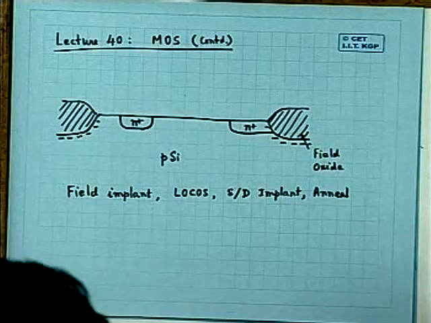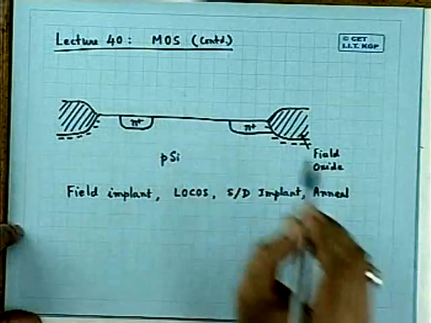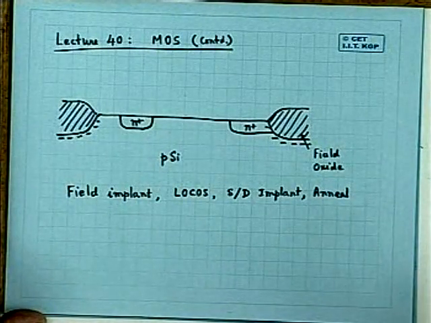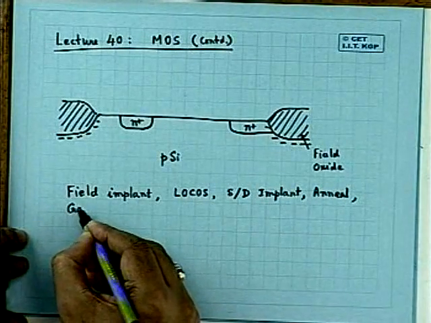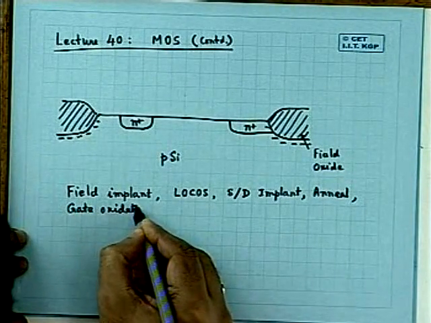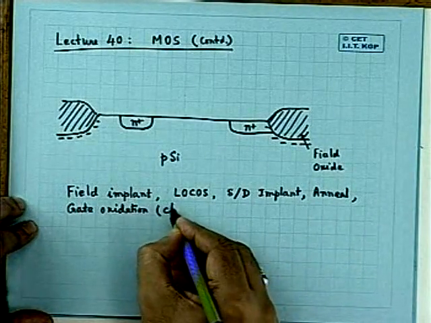Okay? Thereafter, after this process, we grow carefully a very, very thin oxide. This is what is called gate oxide. So over the entire surface, you grow a very thin oxide. I'll not show the steps, so next is gate oxidation. This gate oxidation usually is chlorinated.